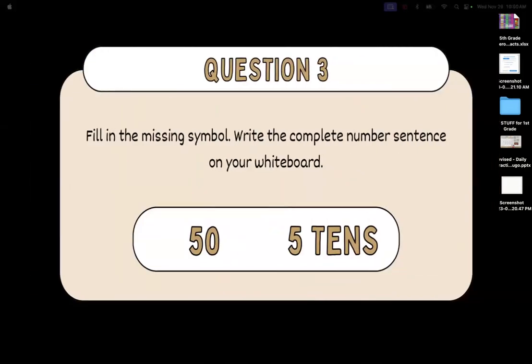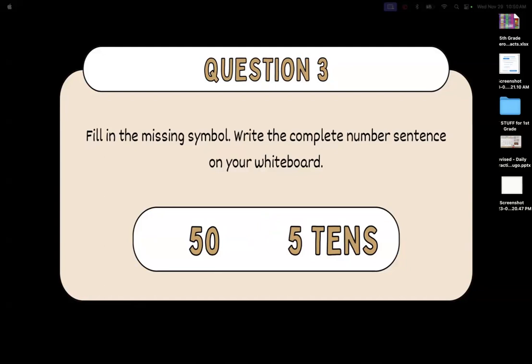Good job. Okay, let's look at this one. Fill in the missing. So we have to figure out, is 50 equal to 5 tens? Think about it. Is 50 equal to 5 tens? Athena says no, it's not equal. Quinn says it's no. But Mayrin says yes, it is. Let's see why. Mayrin, we have conflicting answers. Why is it the same?